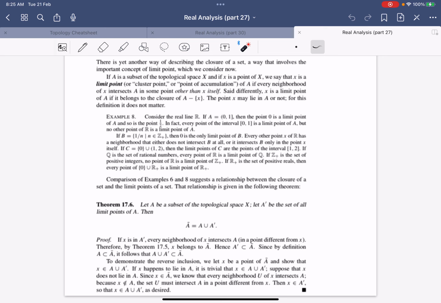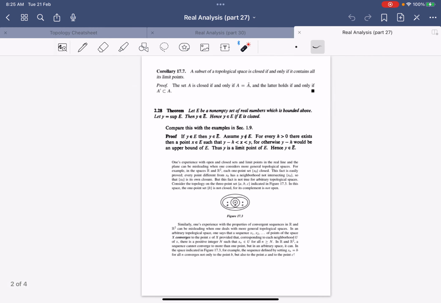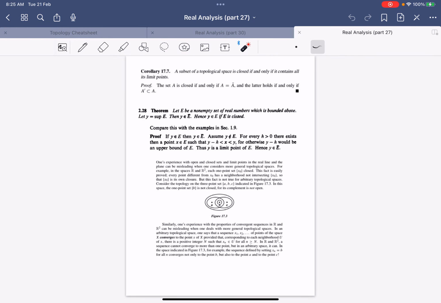And so X is an element of A union its limit points, hence proving the reverse inclusion. Together this shows that the closure of A equals A union the limit points. A corollary of this is that if your set A is closed, then the closure of A must equal A. And because this equals A union the limit points, it just means that the limit points are a subset of A.